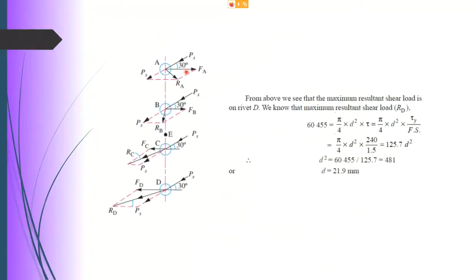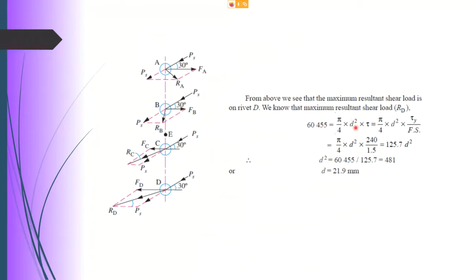So these are the angles 30, 30, 30. Now when you refer to this parallelogram and this parallelogram here, what is the theta? So you have to find out the theta. Then once you have known all the resultant shear loads from RA to RD, you pick up the maximum resultant.